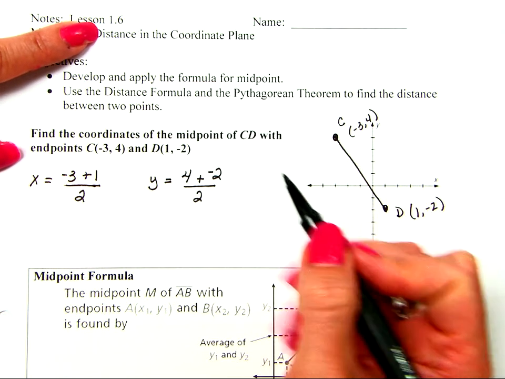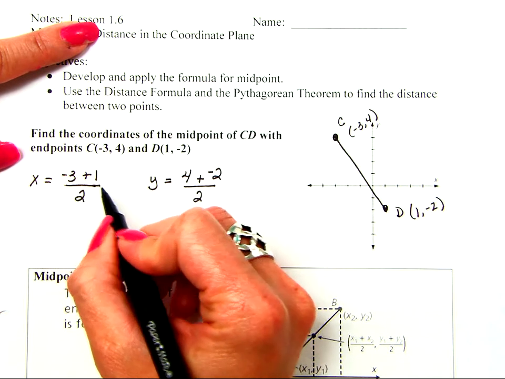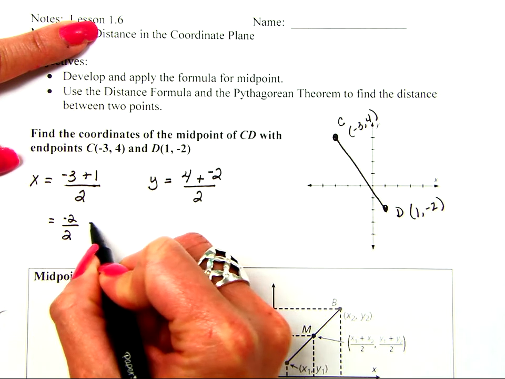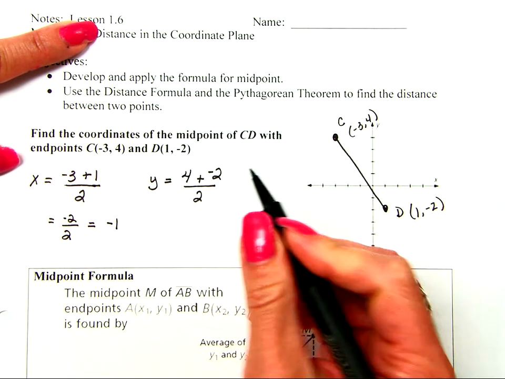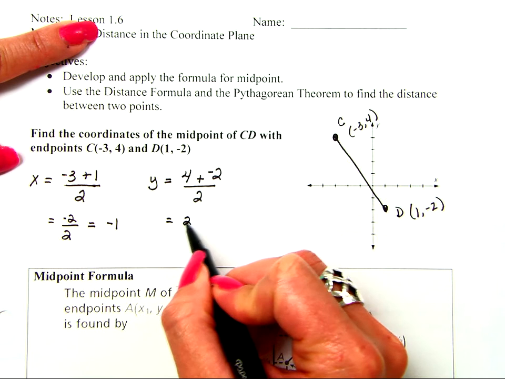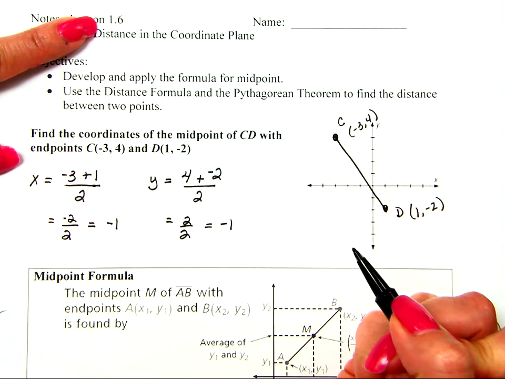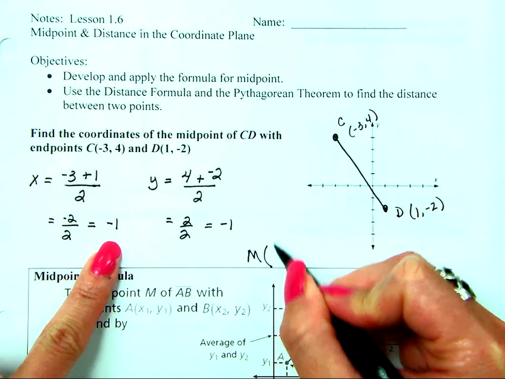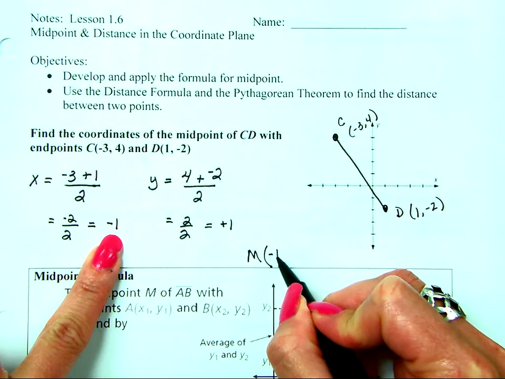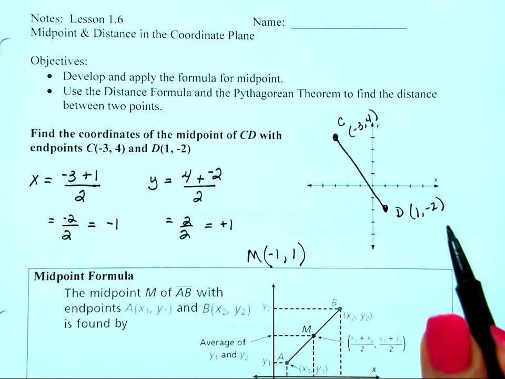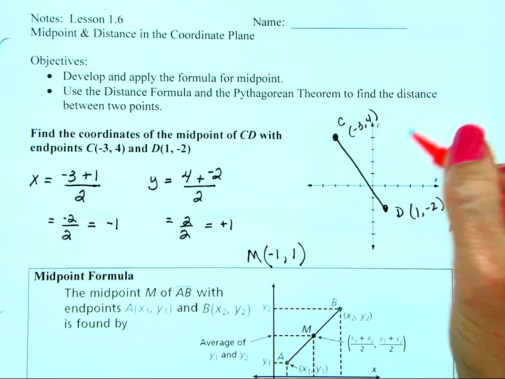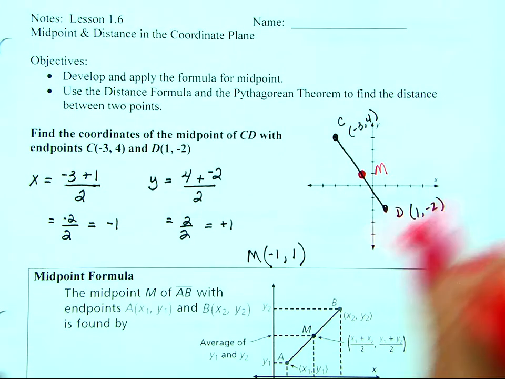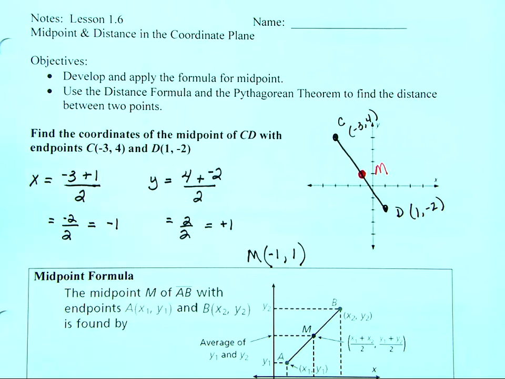And now we're just going to think about simplifying here. -3 plus 1, I'm going to end up with -2/2, which we know is just -1. Over here, I'm going to have 2/2, which is a positive 1. What does that mean? Well, that means that my midpoint is at the coordinate -1, 1. And if we go over on our graph and find that coordinate point, -1, 1, and plot that, we can see, yeah, that definitely looks like the middle of that segment.